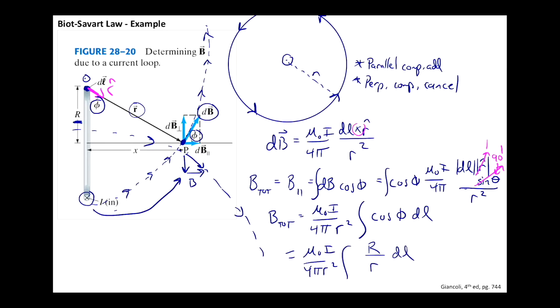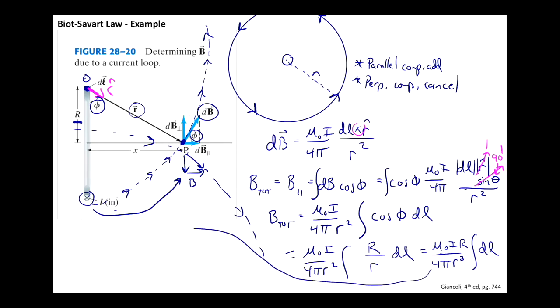Well, all of that is constant too. So let's go ahead and sort of wrap this up. So now I've got mu naught I r over 4 pi r cubed times the integral of dl. What is the integral of dl here? dl is a little bit of the loop. What if I add up all the little bits of the loop? I just get L, which is the circumference of the loop, right? So that's going to be 2 pi times big R.